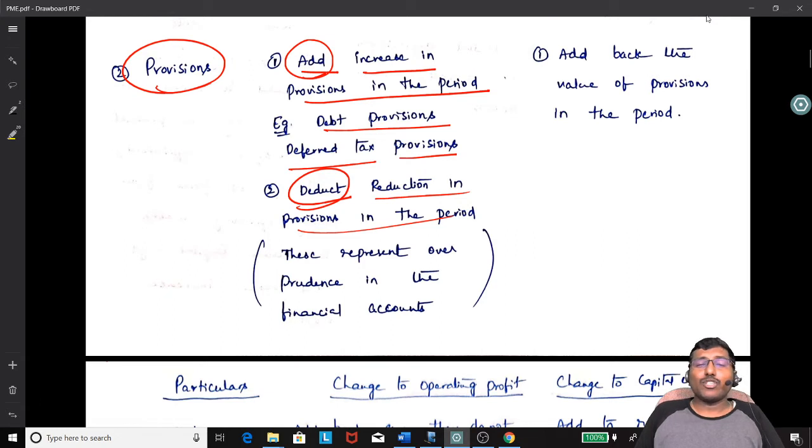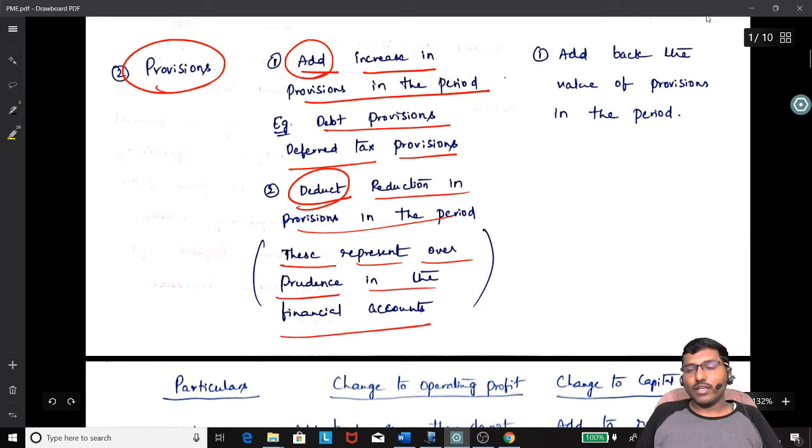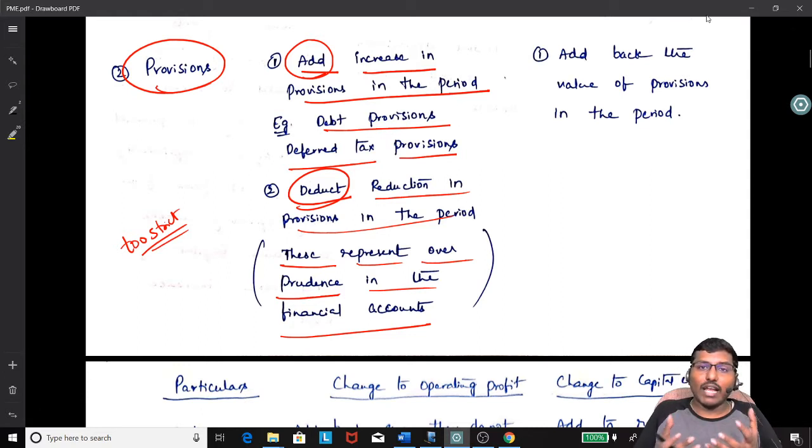Now I can ask, why should I add the increase in provisions? That can be provision for doubtful debts or anything, or deferred tax provision. Why should I add it to my operating profit? Because these represent over prudence in the financial accounts. I told you, Stern Stewart, the guy who invented this, was of the feeling that your accounting rules are too strict. That's why he has gone with these sort of adjustments, which actually reflect the real value addition.